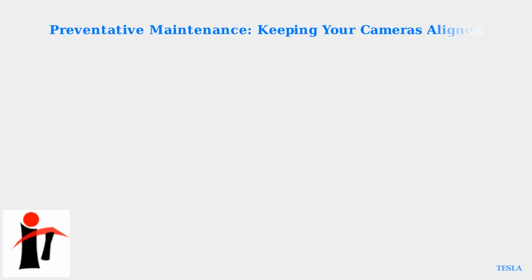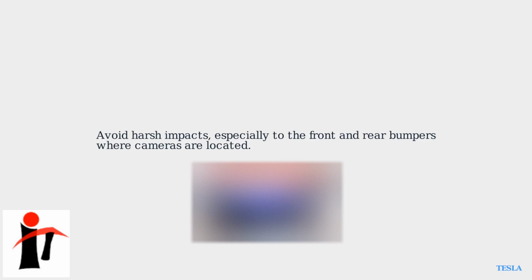Preventative maintenance is key to keeping your Tesla's cameras aligned and functioning properly. Regular care can prevent the need for recalibration entirely. One of the most important steps is to avoid harsh impacts to your vehicle, particularly the front and rear bumpers, where the cameras are mounted. Even minor collisions can cause misalignment that triggers calibration errors.